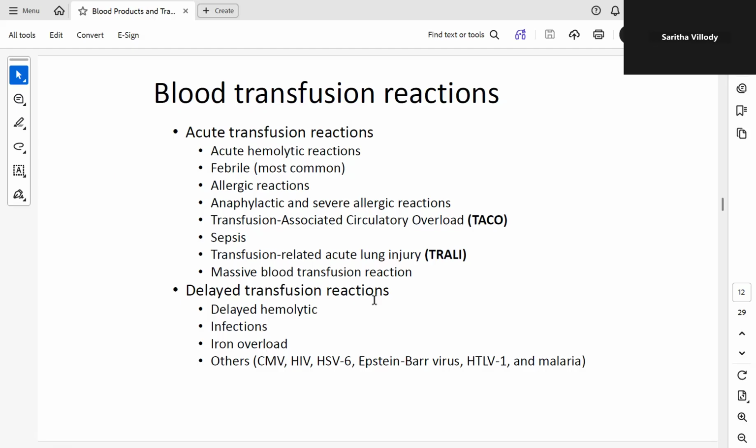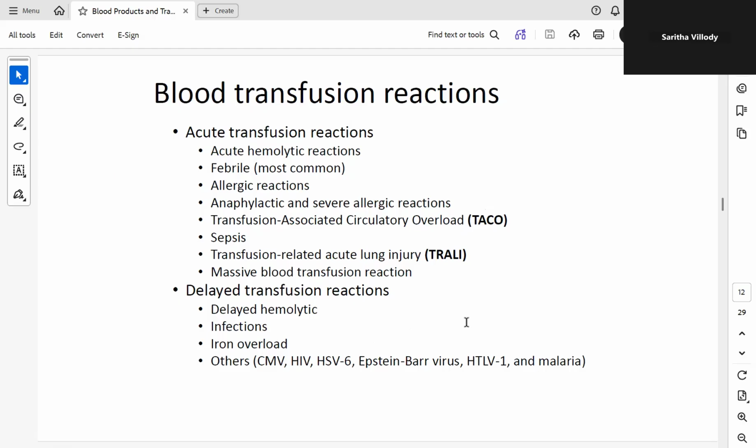Now, I want you to learn about all of this in detail and pay close attention to this. You are going to have questions about TACO, TRALI, etc. Some of the students I've taught in the past were like, oh, was that a typo? No, it's not a typo. It is actually a condition called TACO and TRALI.